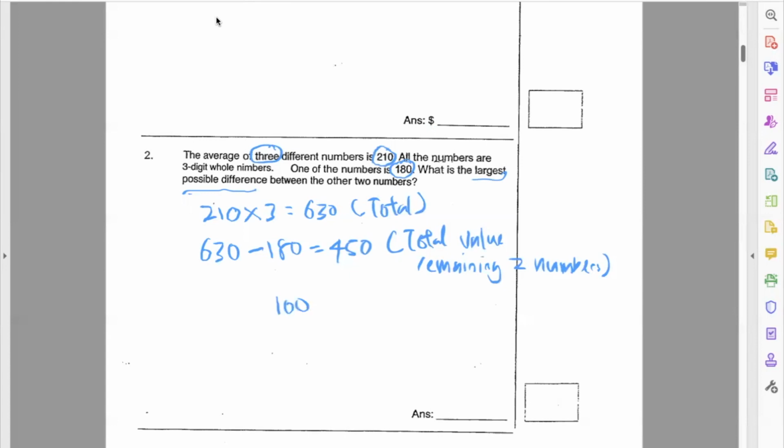So if 100 is the smallest of the 2 numbers, the other number would simply be 450 minus 100, and that will be 350. So the 2 numbers will be, one of them is 350 and the other one is 100. So the question asks the difference between the 2 numbers. It will be 350 minus 100. Answer is 250. Okay, let's go on to the next question, question 3.